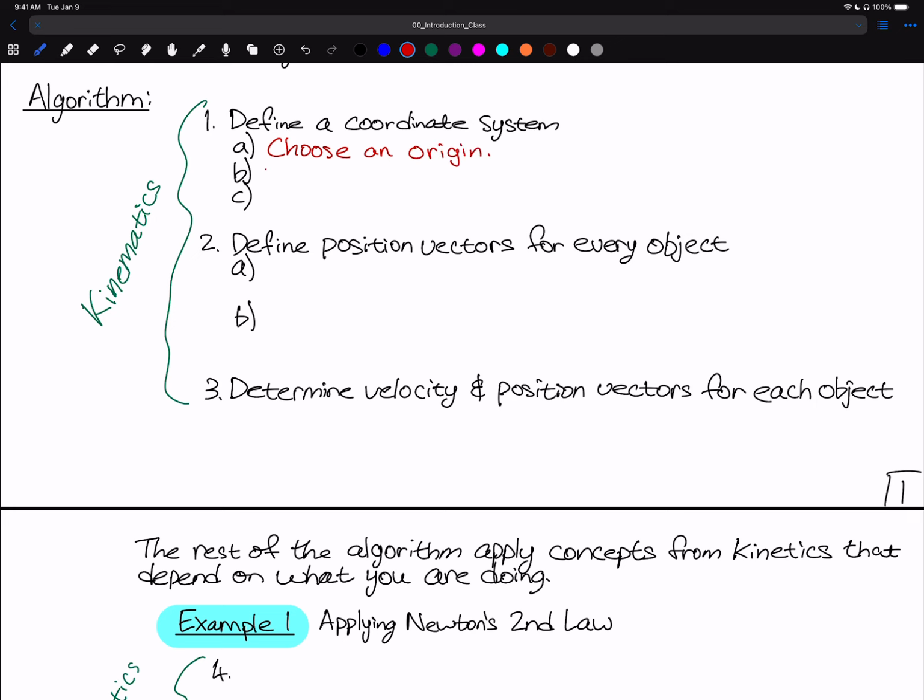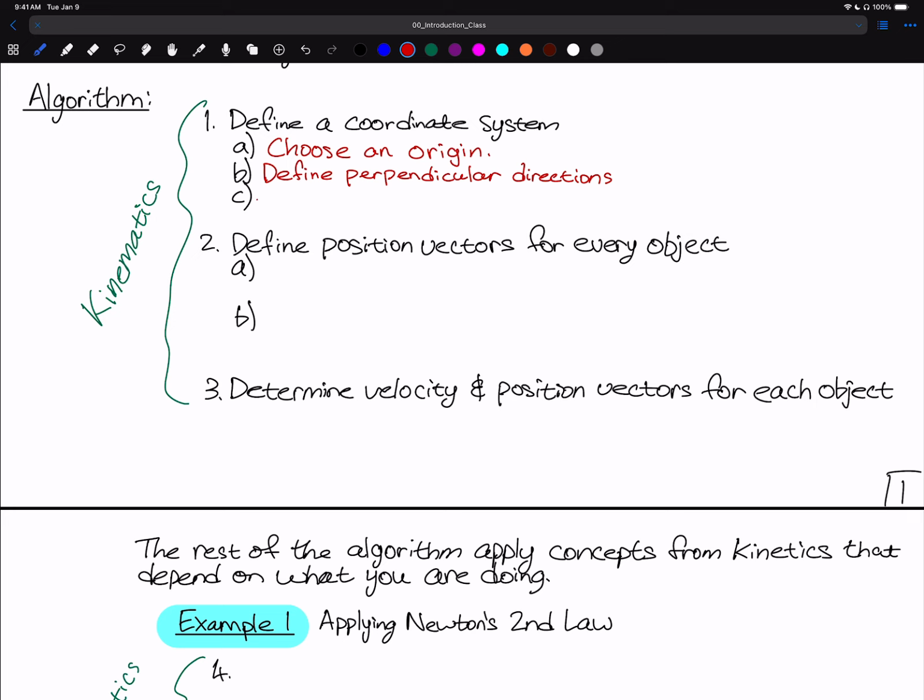First step, we'll choose an origin. We'll then define perpendicular vector directions. And we'll start off with Cartesian coordinates in this class, and then we'll go on to other types of coordinates, and we'll quickly diverge away from just Cartesian.